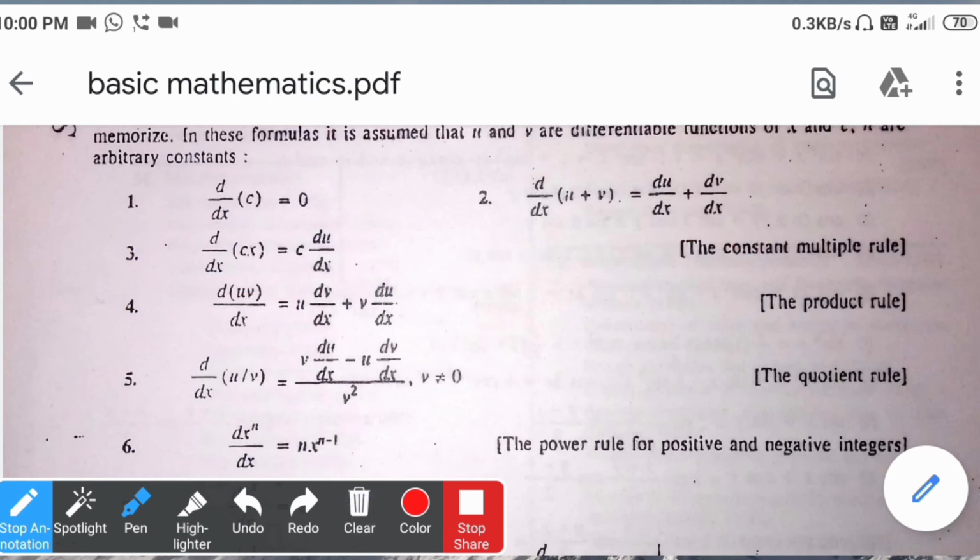So the first formula is that the derivative of a constant is 0. The derivative of u plus v is the derivative of u plus the derivative of v. Then the third formula is the derivative of a function of one variable with respect to x having a certain constant. We can take that constant outside and simply derivatize the function. Then the fourth one is the derivative of the UV rule, that is the product rule. For the product rule, we use u into the derivative of v plus v into the derivative of u.